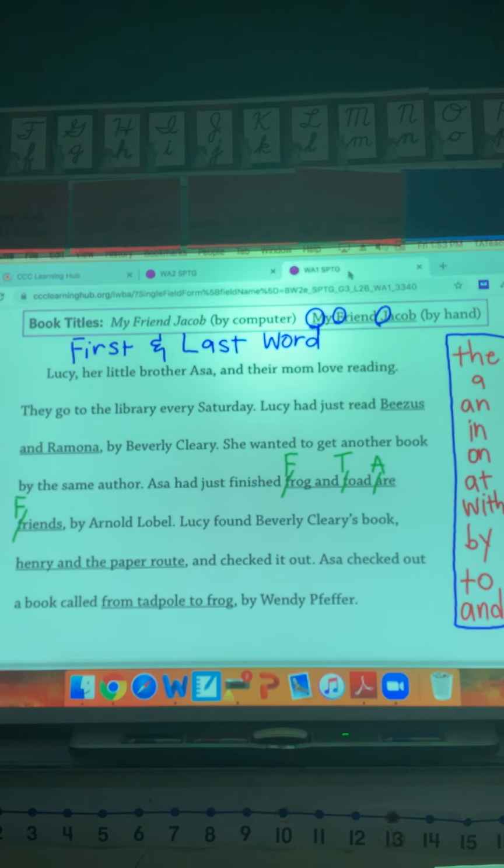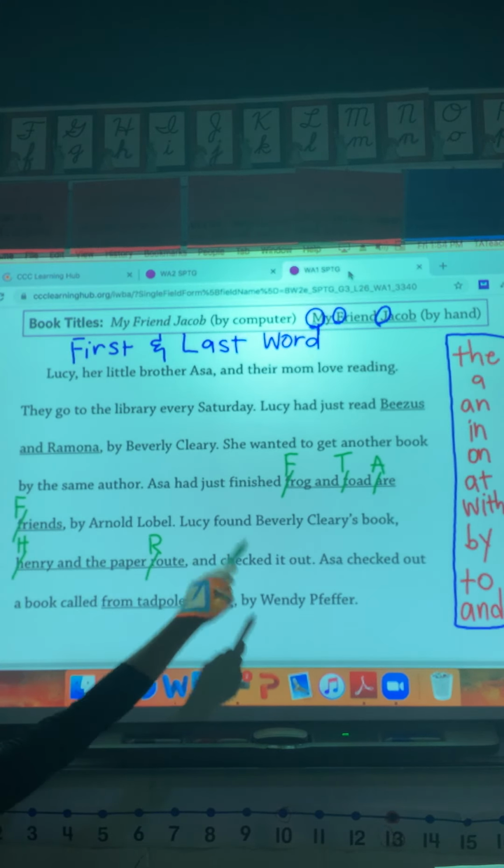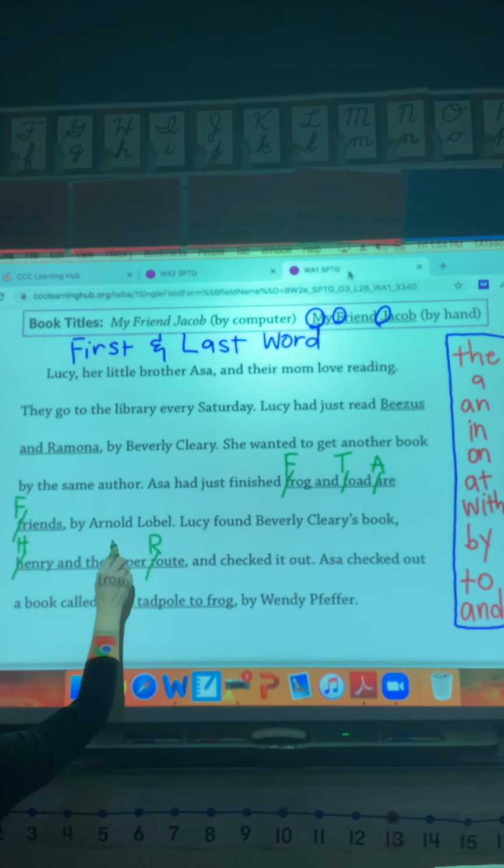All right, always capitalize the first word first. Then capitalize the last word. And all important words in between. And "and" and "the" are on our list of non-important words, so we're going to leave them alone. Paper. Oh, I made an R. Paper should be capitalized because it is an important word. Paper is an adjective here, describing the route. What kind of route? A paper route.